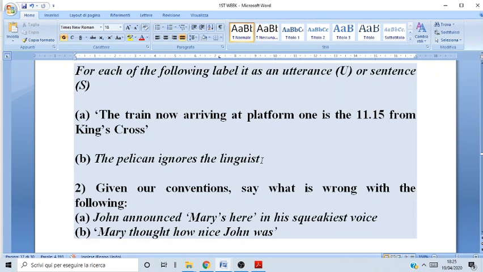So this exercise over here, pretty simple. It asks you to indicate whether these statements are utterances or sentences. A: 'The train now arriving at platform 1 is the 11:15 from King's Cross.' And B: the pelican ignores the linguist. Obviously, case A is an utterance, and B, which is in italics, is a sentence.